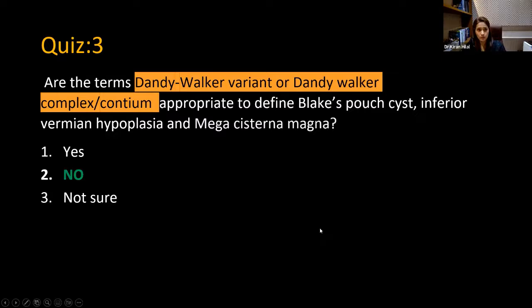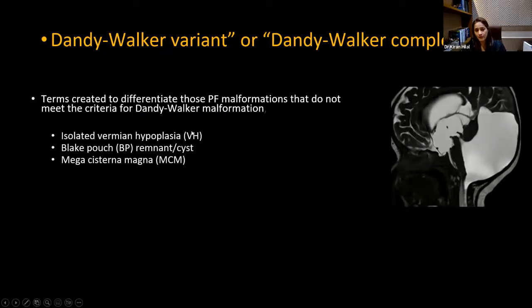The answer is no. Why? Always remember, in the past, these terms were created to differentiate those posterior fossa cystic malformations that were not fulfilling the criteria of the classical Dandy-Walker malformation. So in the past, when we had isolated vermian hypoplasia or Blake pouch remnant cyst or megacisterna magna, we used the words Dandy-Walker malformation, variant, continuum, or complex.